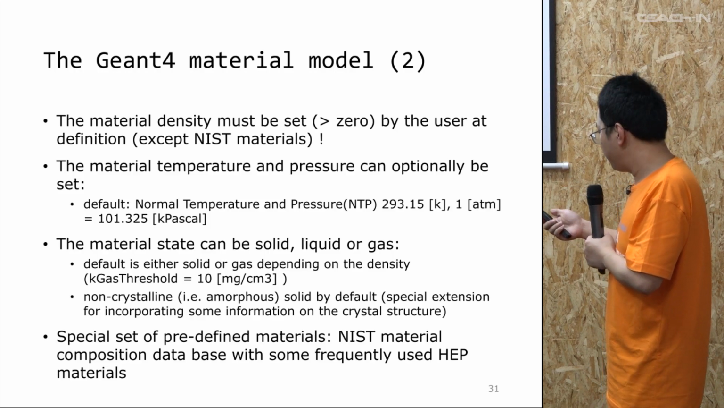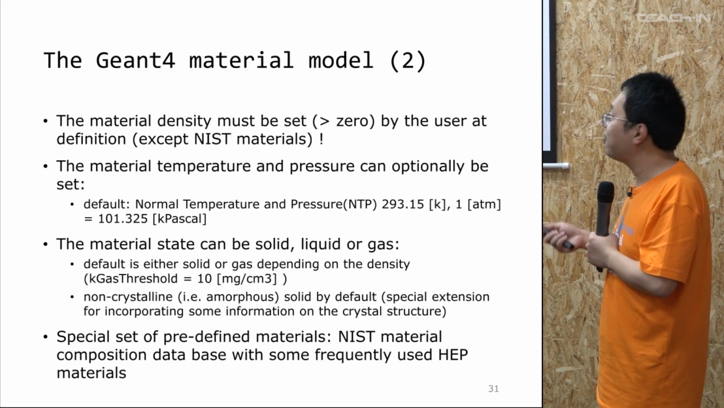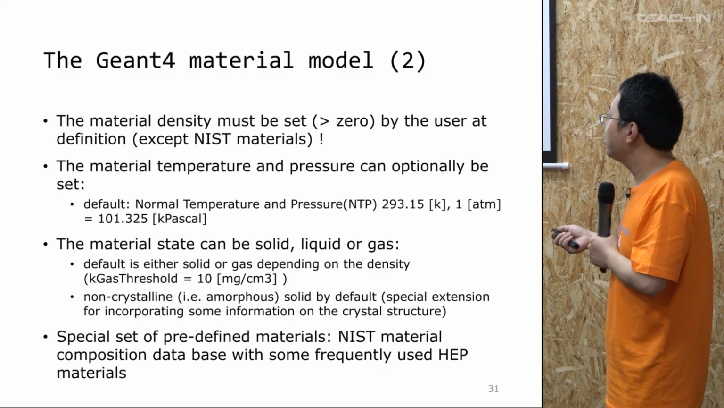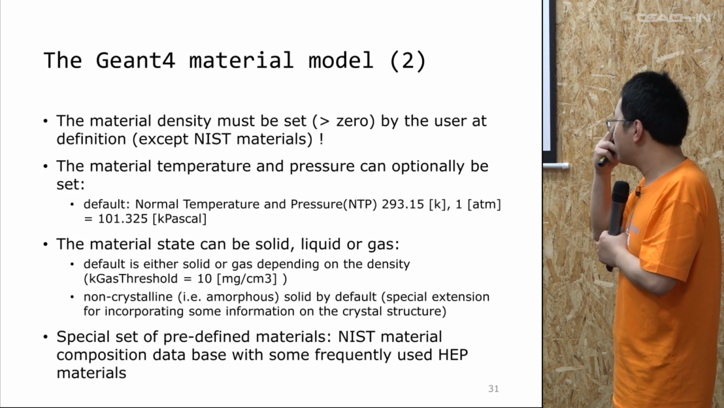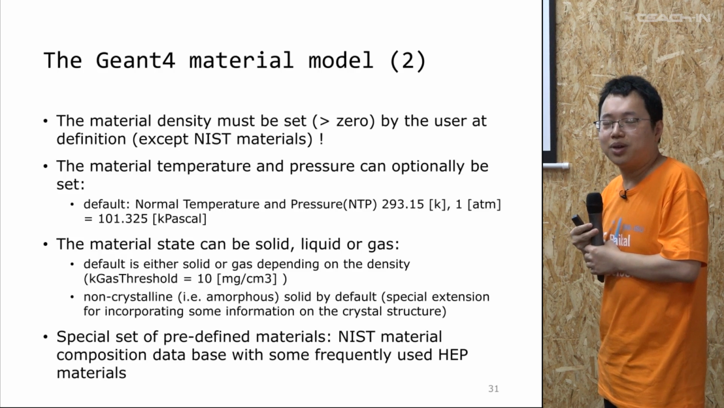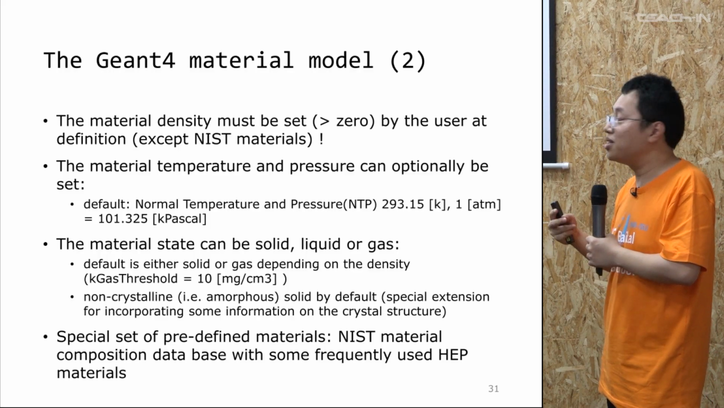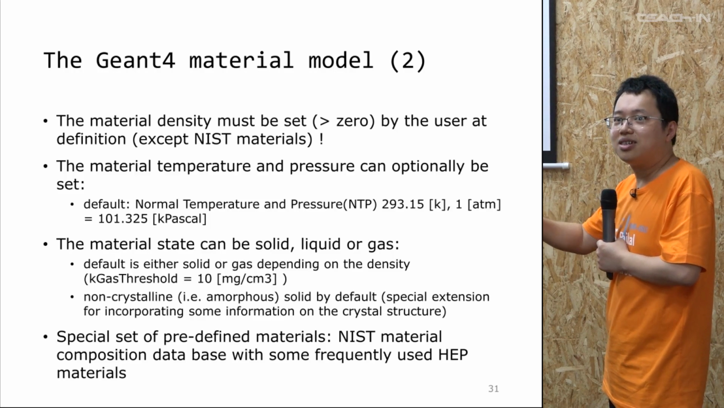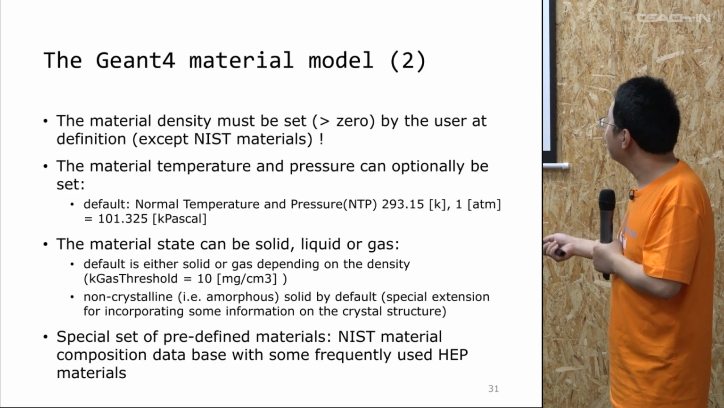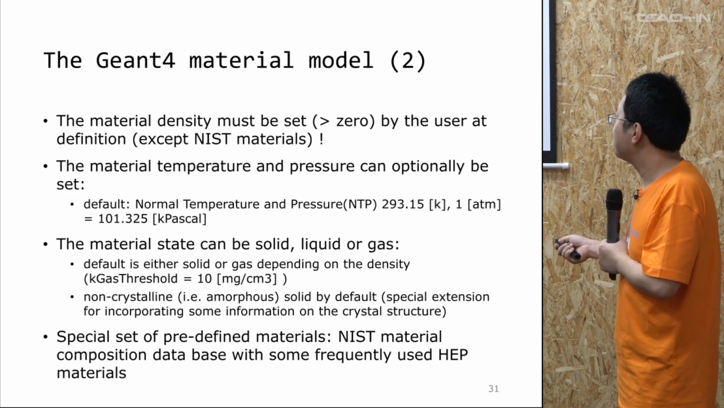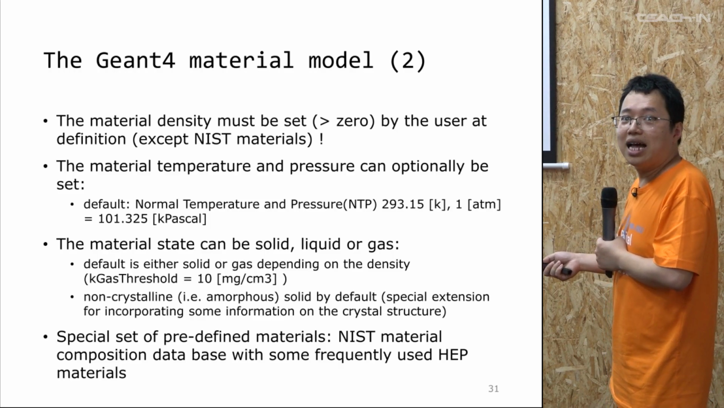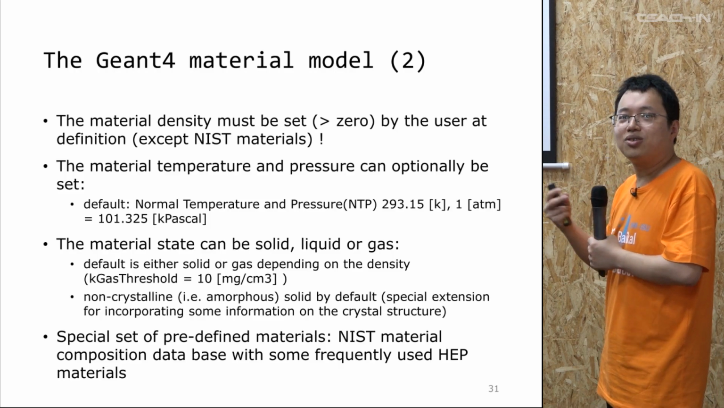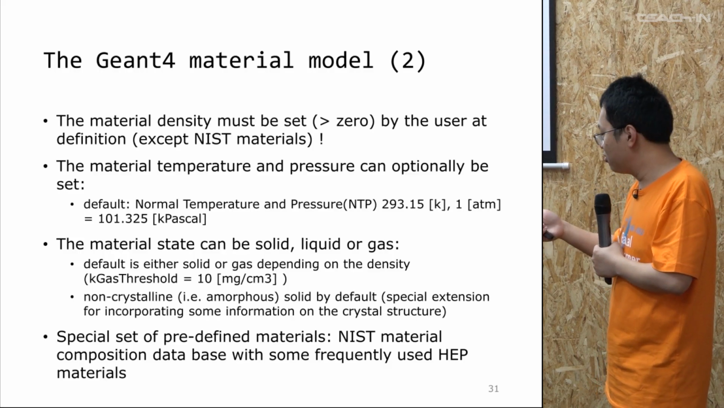Geant4 also has predefined materials, called the NIST material database. This is very useful, especially when you start your simulation and may not be familiar with how to construct a material. You can first reuse the materials predefined here, and if you find that the material cannot meet your requirements, then you can define your own materials.